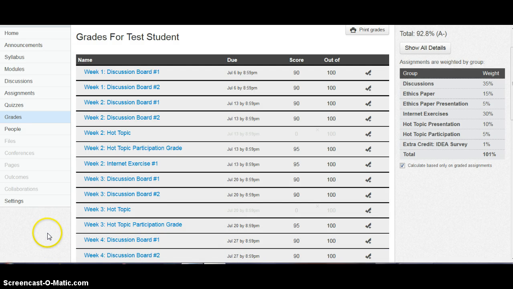On the weeks that the student does not present a Hot Topic, but instead participates on the discussion boards of another student for their Hot Topic presentation, the student, in this case our test student, will receive a grade for their participation on the Hot Topic discussion boards. But as you can see, once again, they received a 0% on that week's Hot Topic presentation board because they did not present. They participated instead.